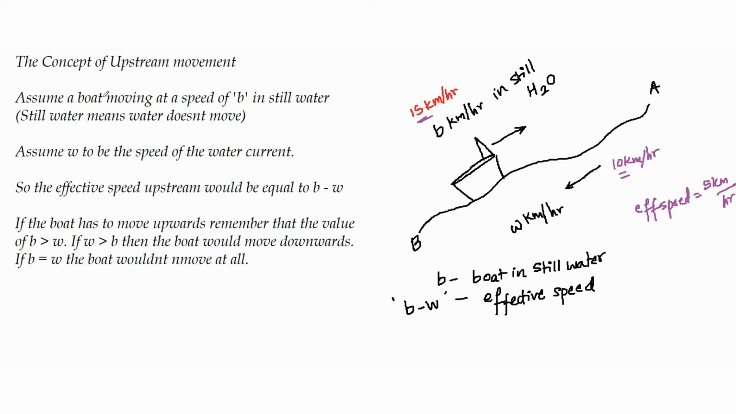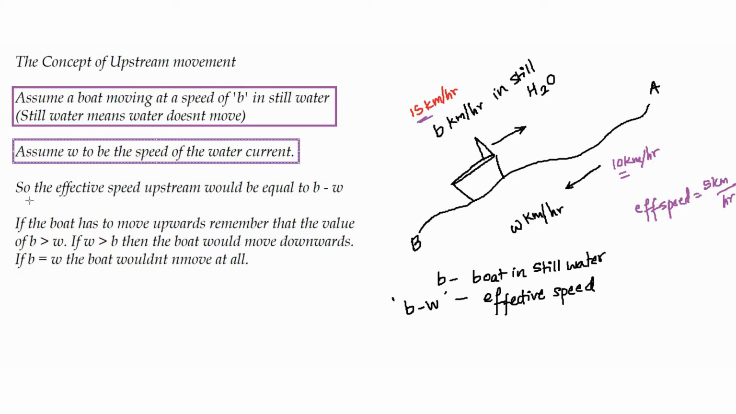So consider the following statements. Assume a boat moving at speed of B, of course the units are kilometers per hour, in still water. Still water means the water doesn't move, and let W be the speed of the water current. Then the effective speed upstream would be equal to B minus W, okay? Because the direction of motion is opposite to each other, the boat is moving upwards while the water is moving downwards, the effective speed is going to be B minus W.